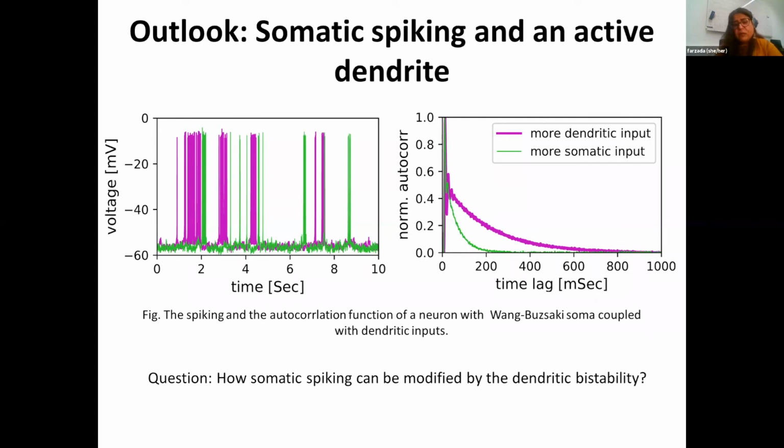But the question that we would like to study is how somatic spiking can be modified by the dendritic bistability. Unfortunately, the Wang-Buzsaki dynamics for the soma spike generation is a bit too complicated for us to be able to analyze carefully.